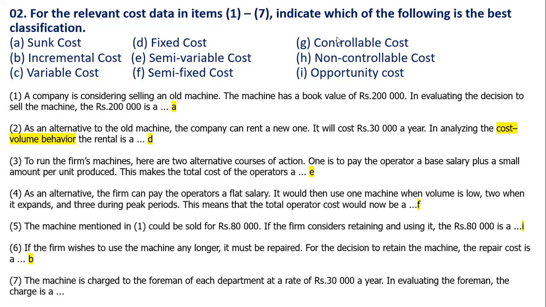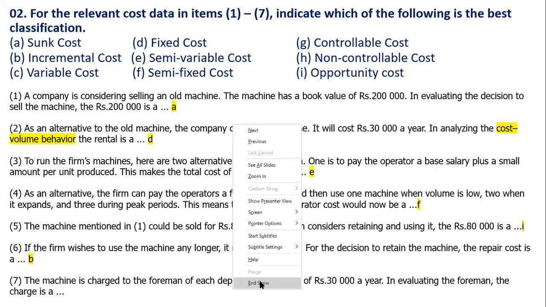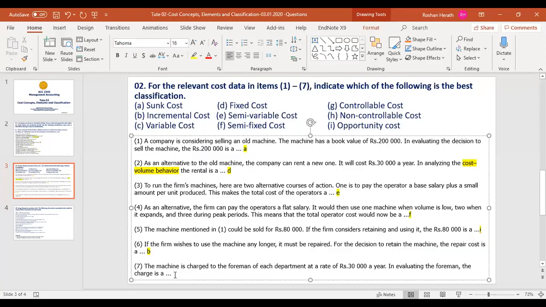Yes, very correct. So given the context, you are getting the answer correct. It's a kind of a controllable cost. So now you can understand clearly the controllability and non-controllability is something to do with the authority.